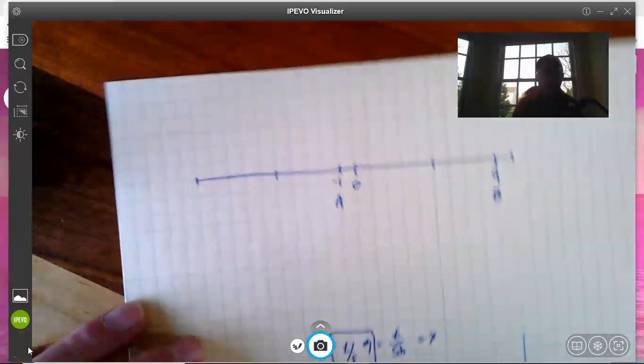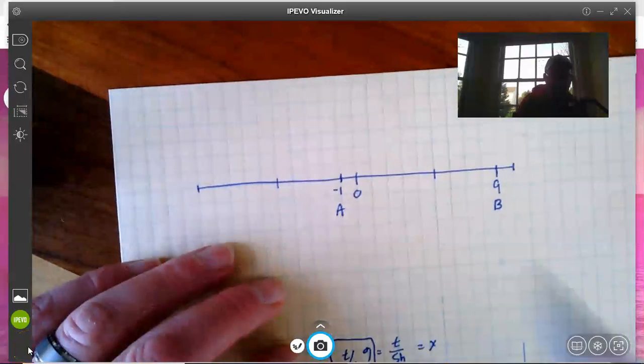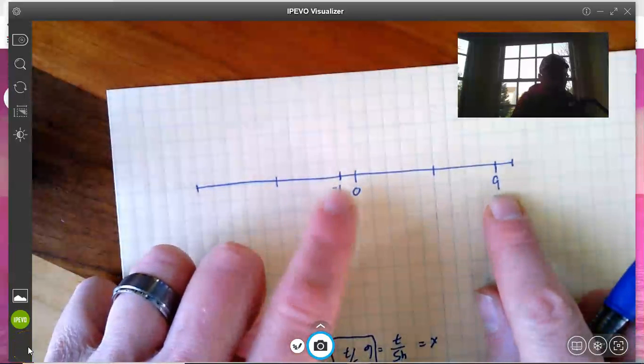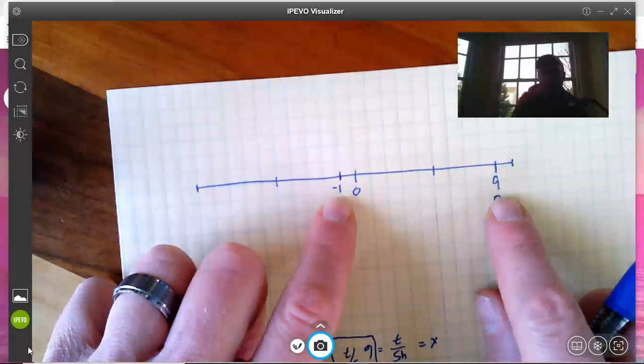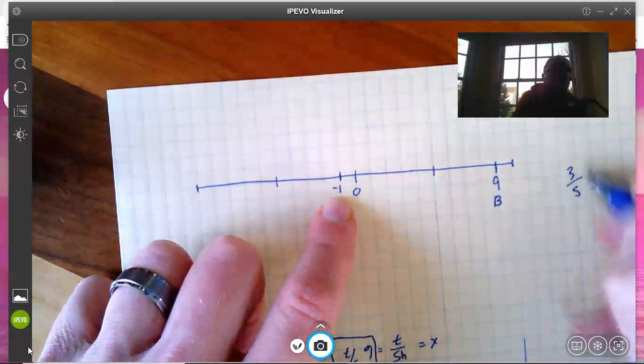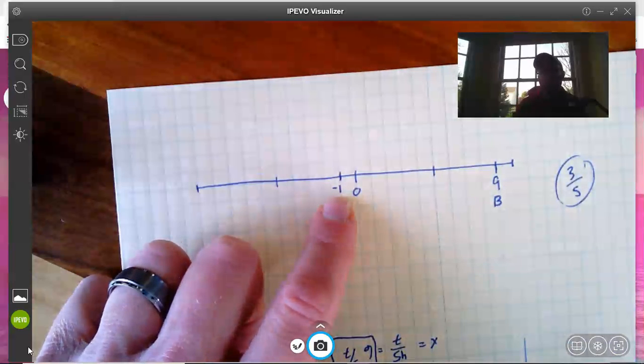Okay, what we're trying to do here is find a number that is, say, 3/5 of the way from -1 to 9. So if we're traveling from -1 to 9, we're trying to find something that is 3/5 of the way there.